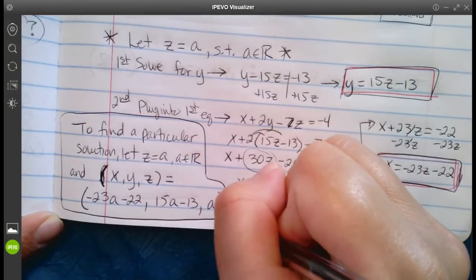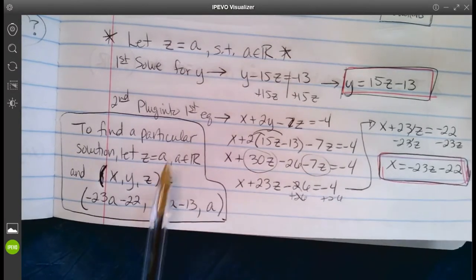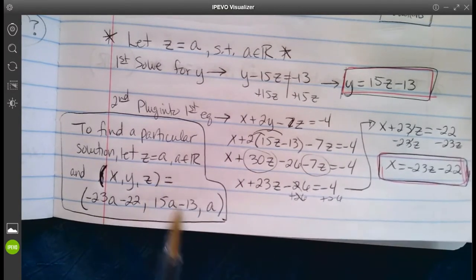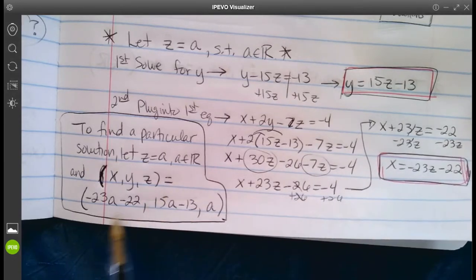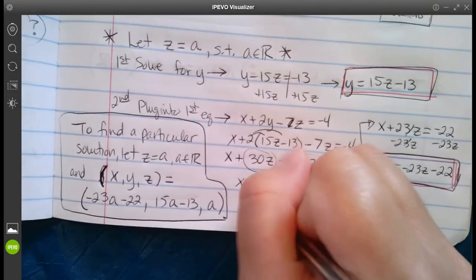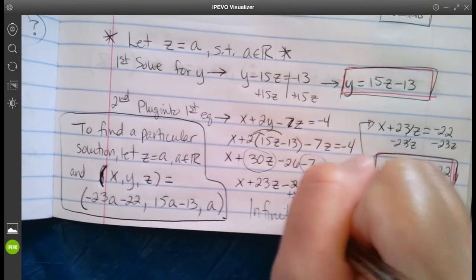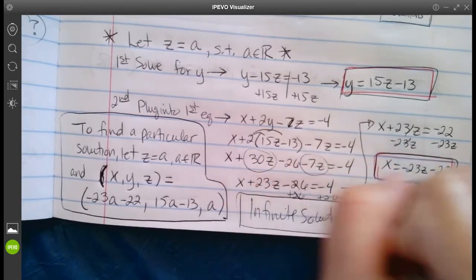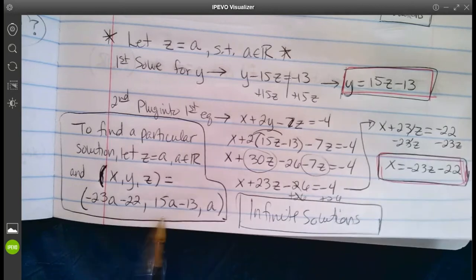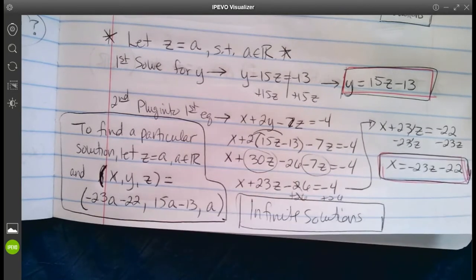So in other words, if I make z equal to any number, and any number is represented by a, this would work. So if z equals 1, I plug in a 1 here, and I get an x, a y, and a z. And that's it. Okay, this is an infinite solution. So make sure you do have that. This one has infinite solutions. But if you're looking for a particular solution, it's going to be based off of this right here. Okay?